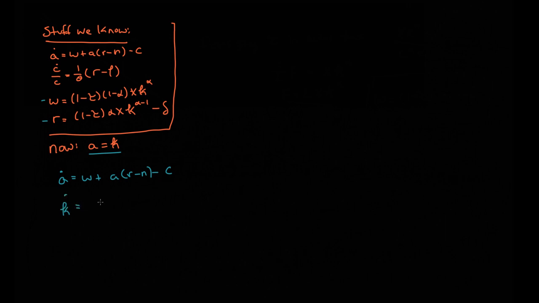We can write K dot will equal the W, which is 1 minus tau, 1 minus alpha, x K alpha, plus K times, this is the rental rate, 1 minus tau, alpha x K alpha minus 1 minus delta, minus n, stick him in there, minus c.